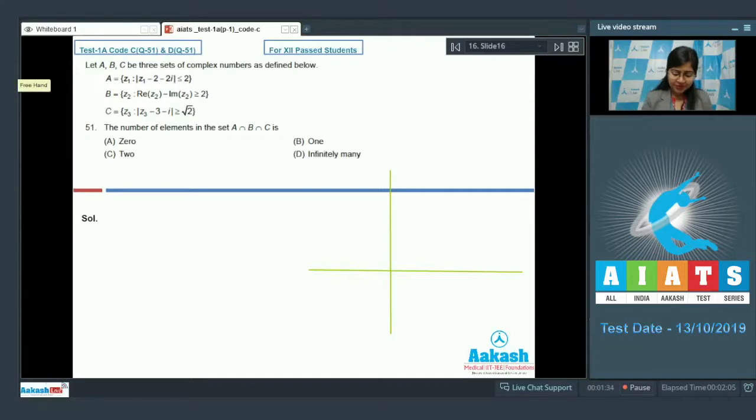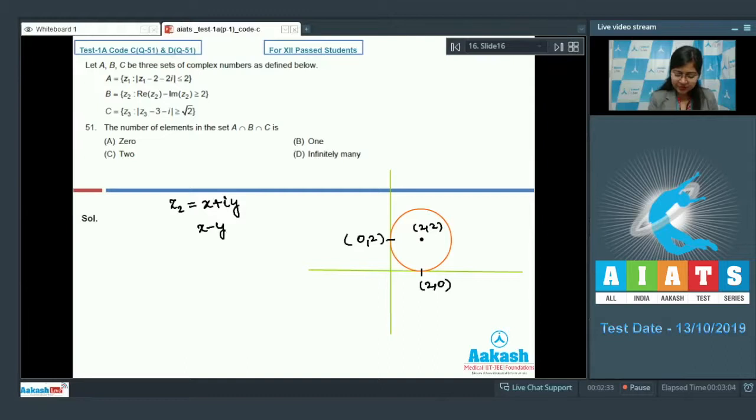For A, it has been given that the circle is like this, where it is touching the x and y axis, and its center is (2, 2), and this point is (2, 0), and this point is (0, 2). So A is the area inside this circle and the points lying on this circle. Now let's talk about B. Let us say Z2 is equal to x plus iy, then it is x minus y greater than or equal to 2. So let's firstly plot the line x minus y equal to 2.